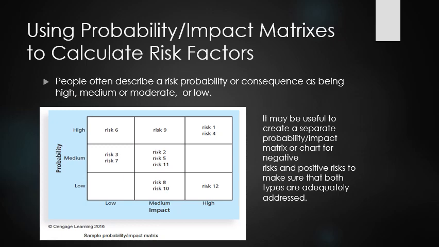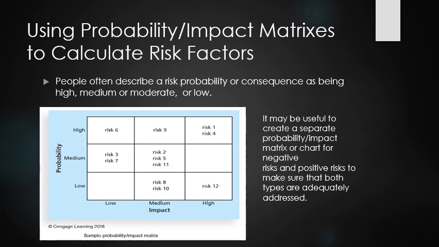To use this approach, project stakeholders list the risks they think might occur on their projects. They then label a risk as having a high, medium, or low probability of occurrence and a high, medium, or low impact if it does occur. The project manager then summarizes the result in the probability impact matrix or chart as shown in the figure.